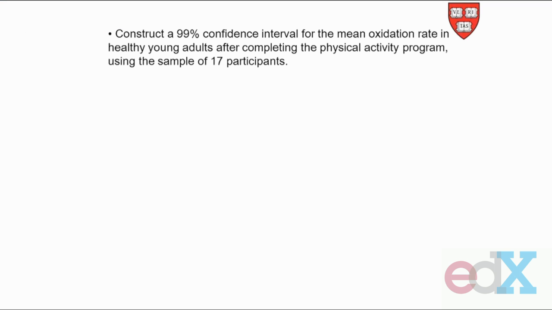So again, thinking about these healthy young adults who completed the program, now we're going to try to look at a 99% confidence interval for the mean oxidation rate in those adults who completed the program using our sample of 19 participants. Recall that a 99% confidence interval for the mean is going to be equal to x bar plus or minus this z cutoff times sigma over the square root of n when sigma is known.